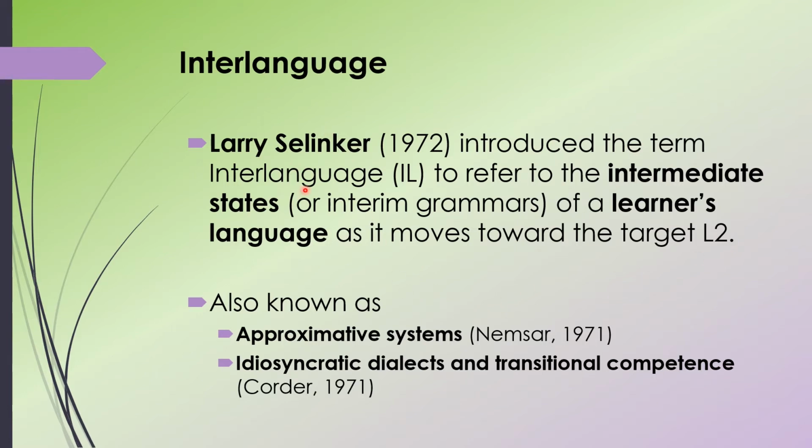And this interlanguage is also known as approximative systems, developed by Nemser in 1971, and idiosyncratic dialects and transitional competence, developed by Corder in 1971. So all are the same: approximative systems, idiosyncratic dialects and transitional competence, and interlanguage are all similar.